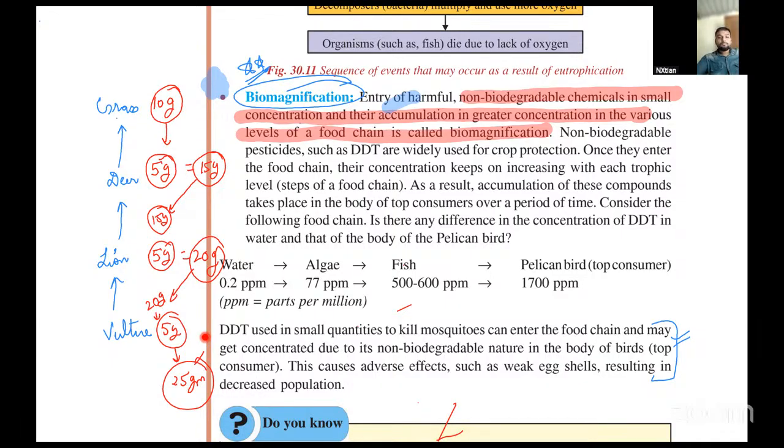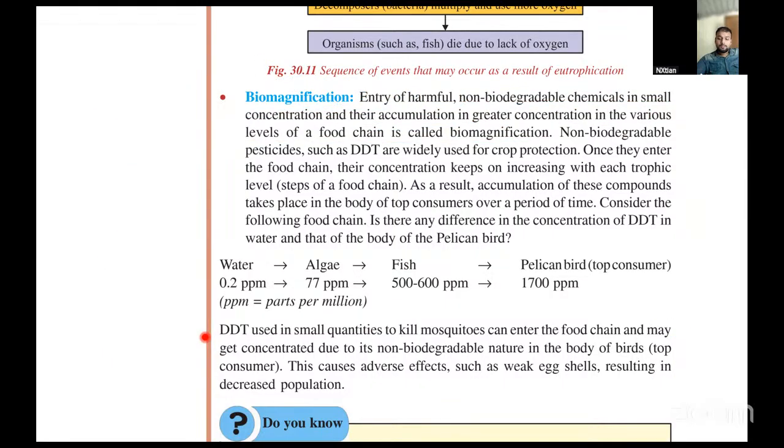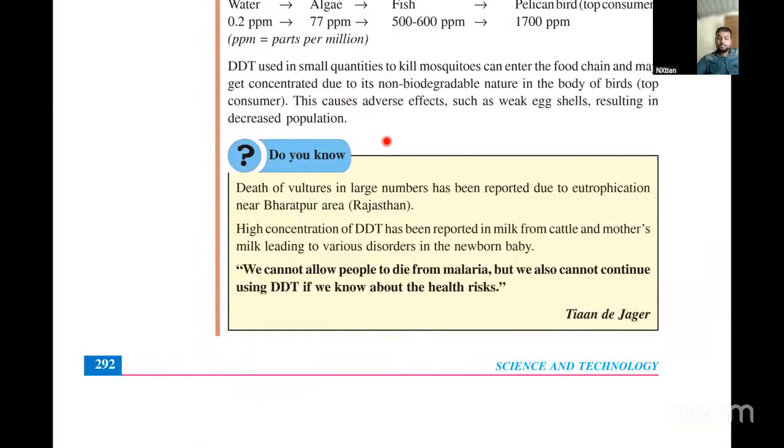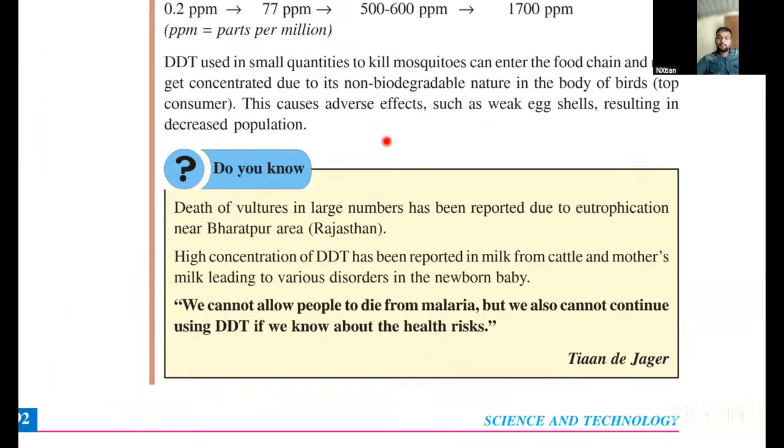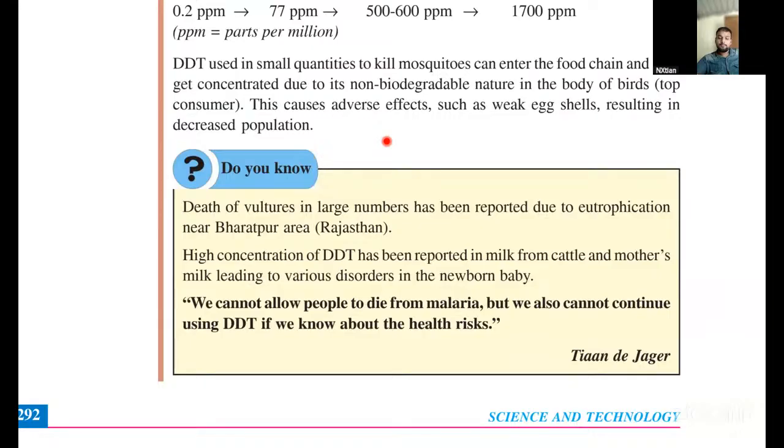No. Okay, so I'm erasing this. So yeah, please read this. Who will read? Satya will read. Satya, please read this.